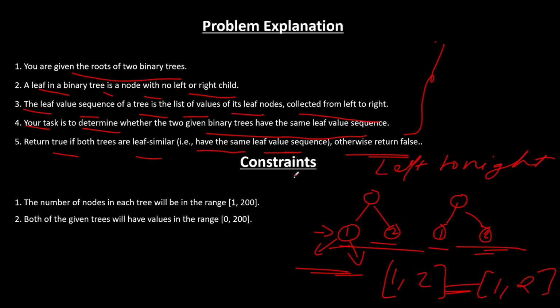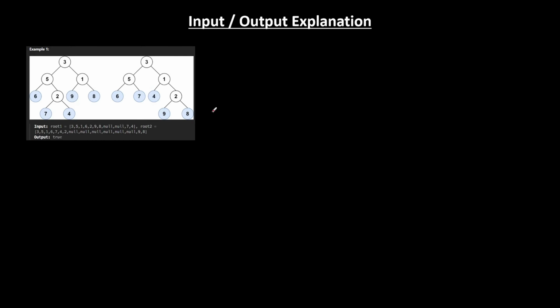Now let's look at the constraints. The number of nodes in each tree will be in the range 1 to 200, and both of the trees will have values in the range of 0 to 200. Now let's move to the next slide. Let's understand the input and output of the problem.